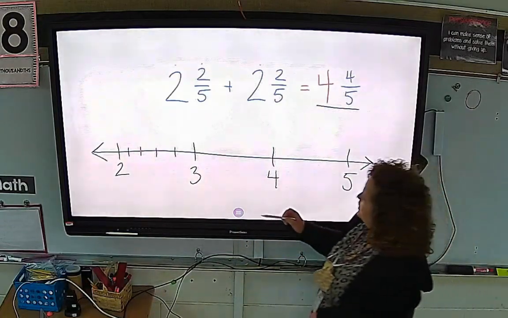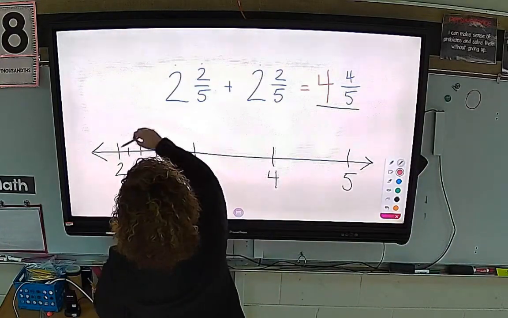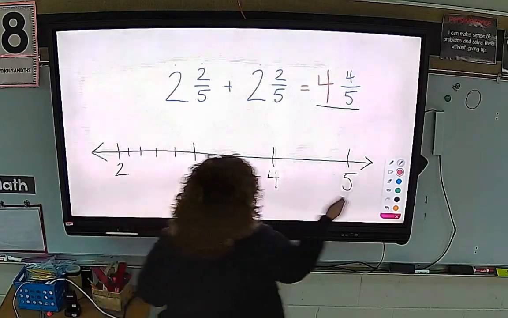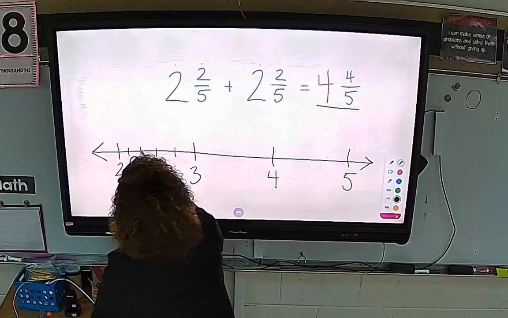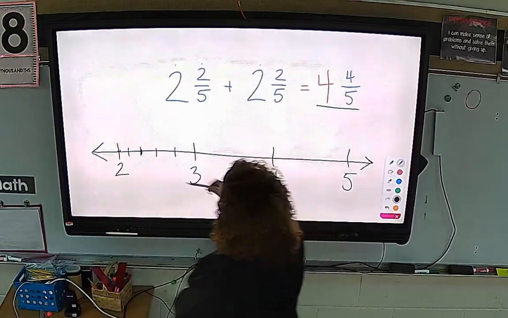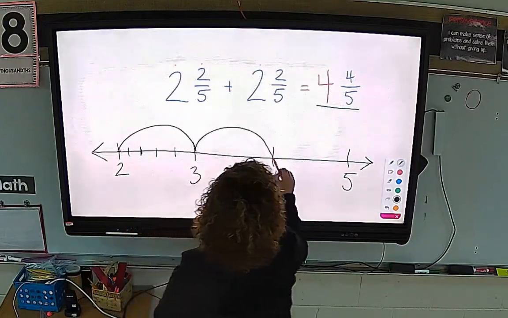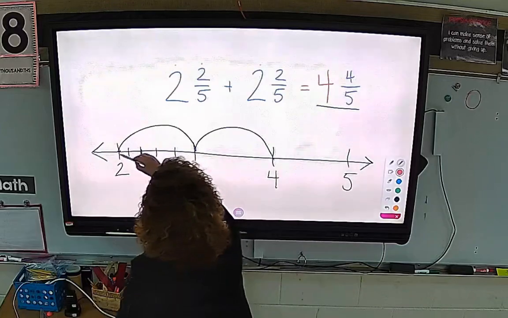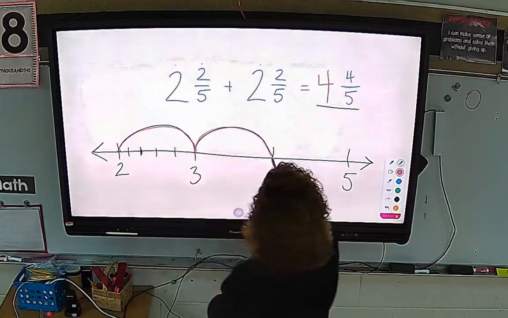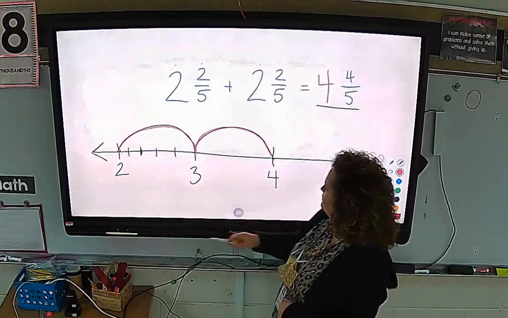And I'm going to show 2 and 2. So 2 right here. I guess I don't have to mark my starting place. Let me cover that up. 2 plus 2 more. Let's turn that red. Okay. There's 2 right there. Oh, that's 1.